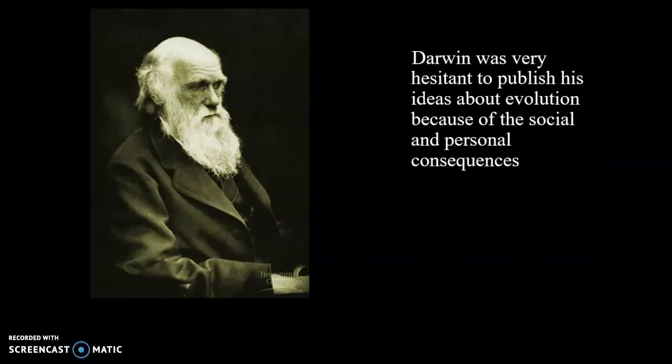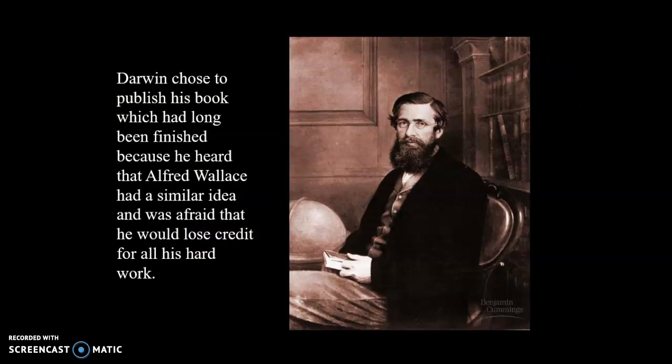Now we'll get to Darwin, and Darwin was very hesitant when he first came up with this theory of evolution, and part of his reasoning was because it went against the church, and at the time, especially in England, the church was a very big part of the government, and he knew that there would be social and personal consequences for going against the church's theories in his findings. After thinking about it for a long time, though, Darwin finally decided to publish his book after he heard that another scientist by the name of Alfred Wallace had a similar idea, and he was afraid of losing credit for all of his hard work.